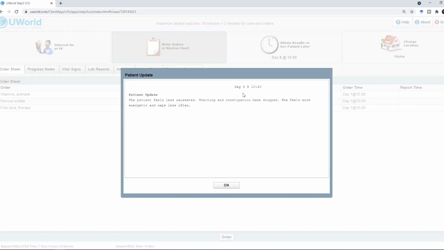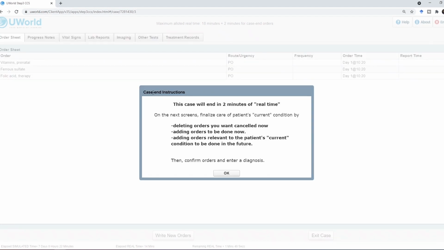Another patient update on day 8. The patient feels less nauseated, vomiting and constipation have stopped. She feels more energetic and naps less often. So this is a sign that the patient is improving and our management is successful. And now the case ended.